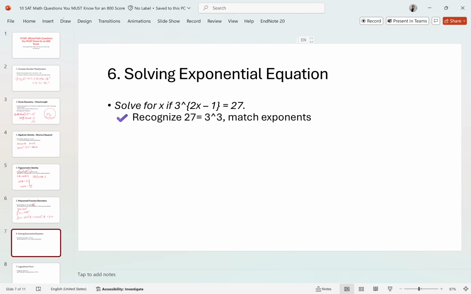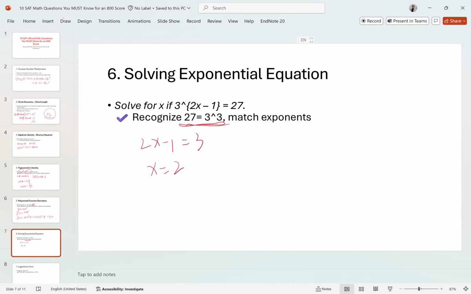For the sixth question, we want to solve for x if 3 raised to the power of 2x minus 1 equals 27, right? For such a question, we should recognize and be very familiar with the fact that 27 equals 3 raised to the power of 3, that is 3 cubed, right? So then we would know that 2x minus 1 would equal 3, right? And then we solve for the value of x, which is number 2, right?